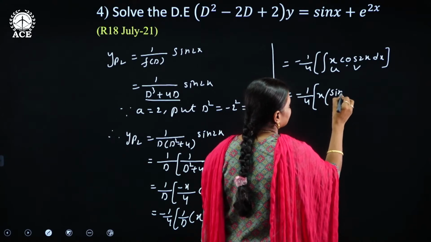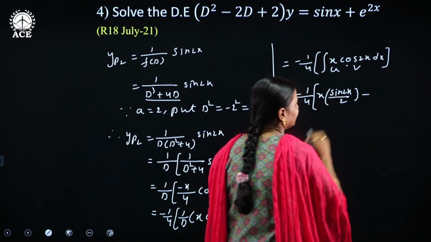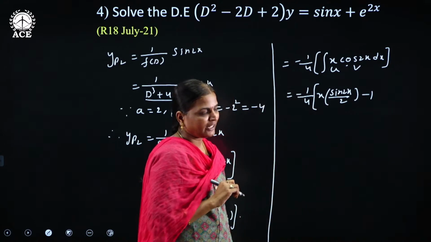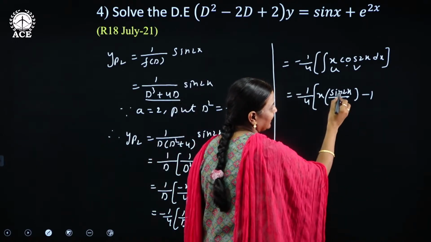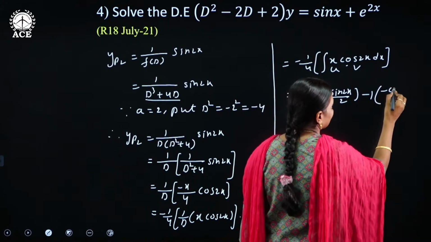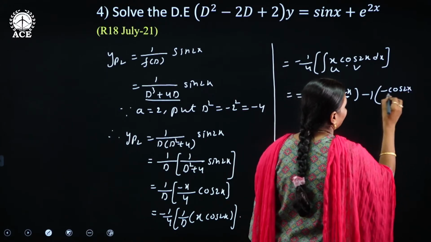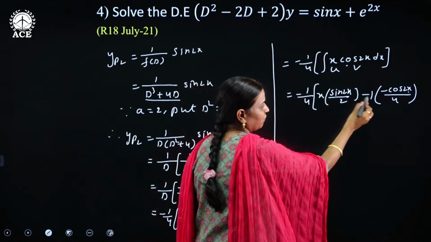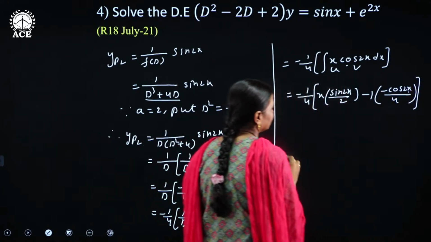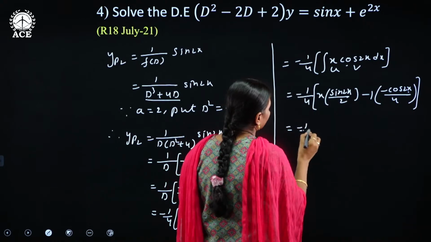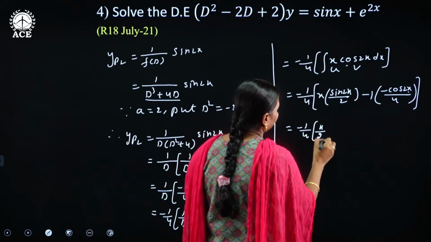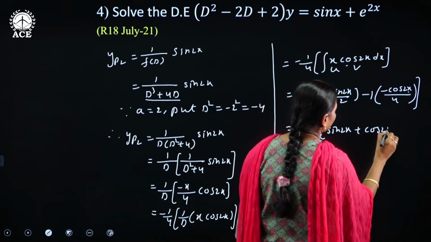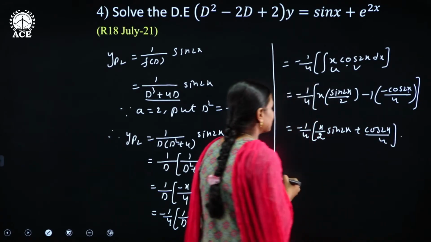Integration of cos 2x is sin 2x by 2, minus u dash. What is the differentiation of x? Differentiation of x is 1, into v2, the integration of v1, so integration of sin 2x. Integration of sin 2x is minus cos 2x by 2. Already we have 2 into 2, that is equal to 4. U double dash: differentiation of 1 is 0, so no need to take the other terms. So this is equal to minus 1 by 4 into x by 2 into sin 2x, minus into minus plus cos 2x by 4.